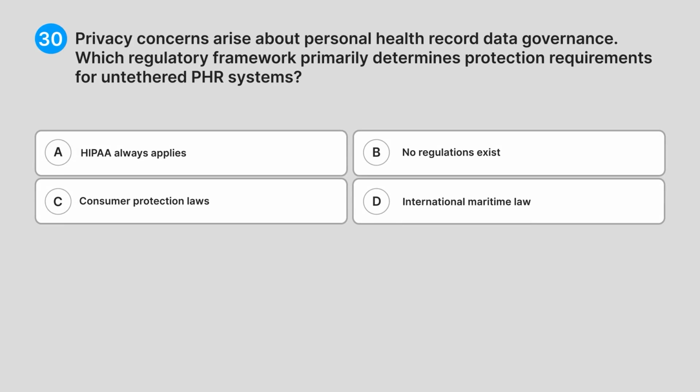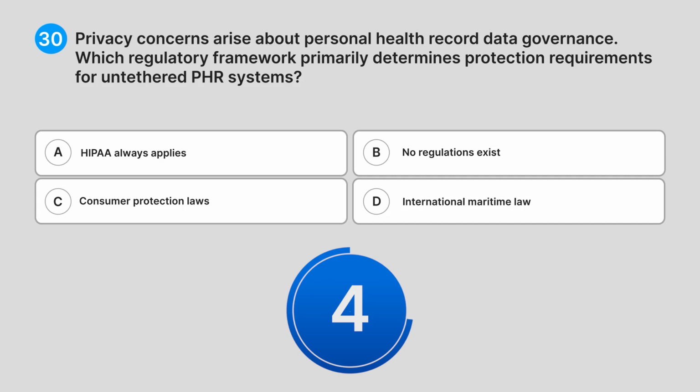30. Privacy concerns arise about personal health record data governance. Which regulatory framework primarily determines protection requirements for untethered PHR systems? A. HIPAA always applies. B. No regulations exist. C. Consumer protection laws. D. International maritime law. Do you know the answer?